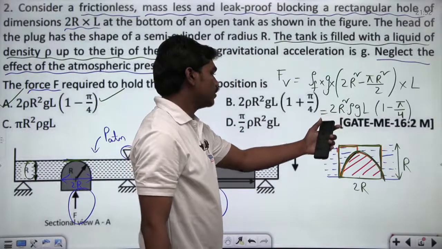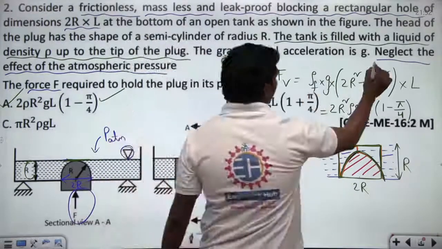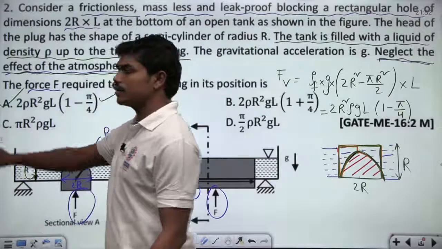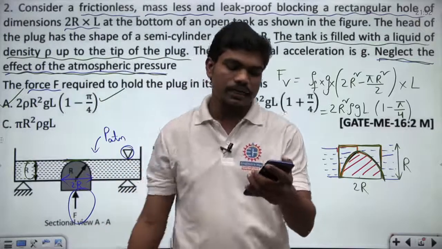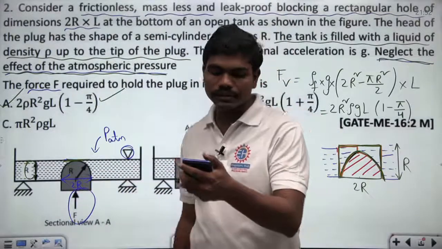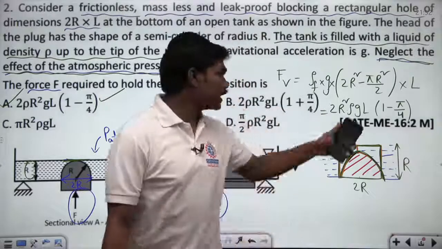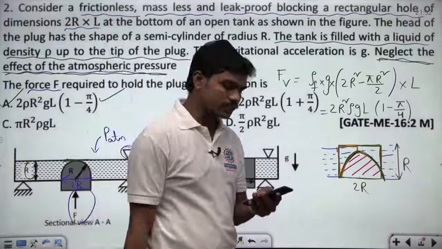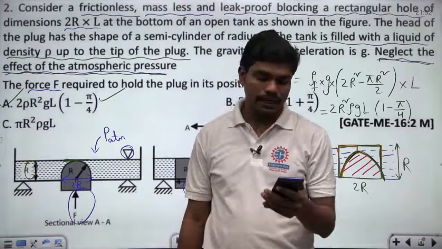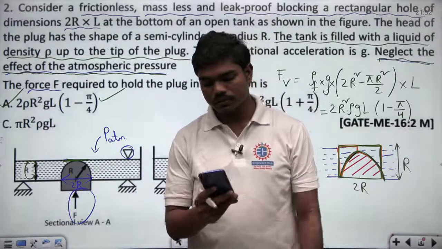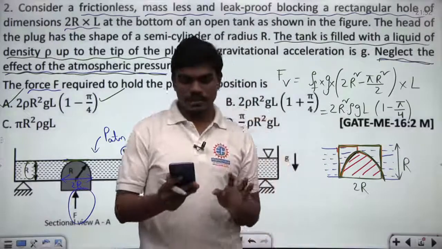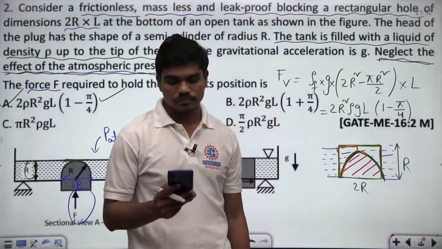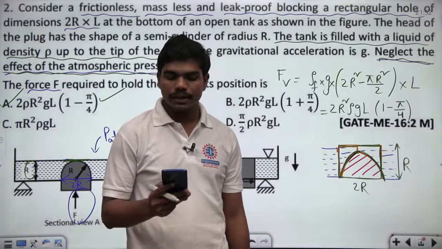Okay. What about the weight of air? Because look here, neglect the effect of atmospheric pressure. It's clearly given. So that's the reason why we are not considering air weight here. Correct? It's clearly given, neglect the effect of the atmospheric pressure. So that's the reason why we are not considering air in this analysis. Clear? So are you all clear with this question? If you are clear, then we'll go for the next part.